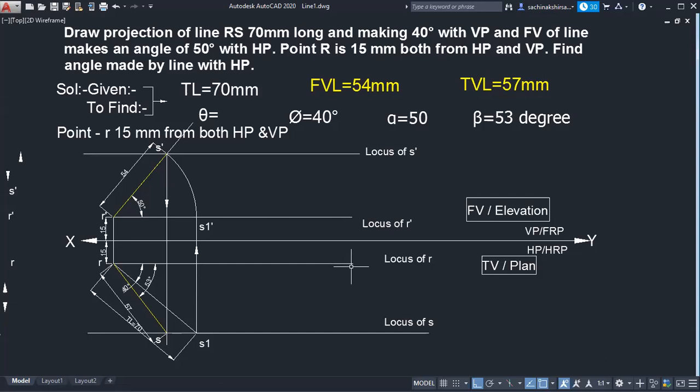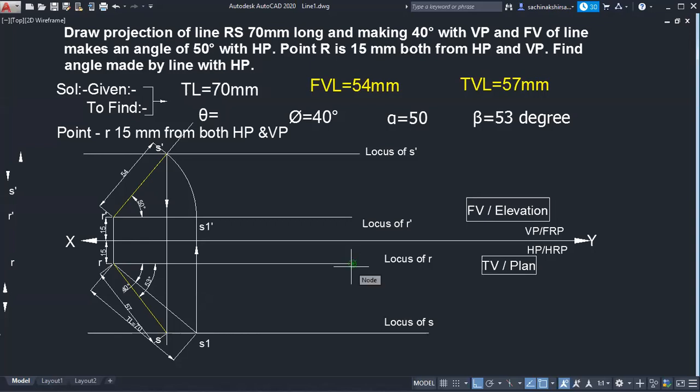Sir, from S draw a curve, then straight until it meets the locus, then join. You will get one and the same point. So from point S you want to go for a curve and then straight. No problem, that is also correct. I will follow your method.